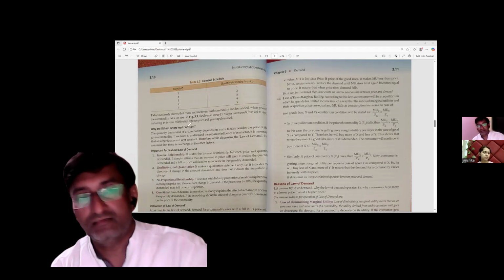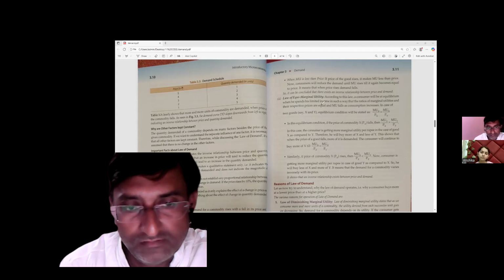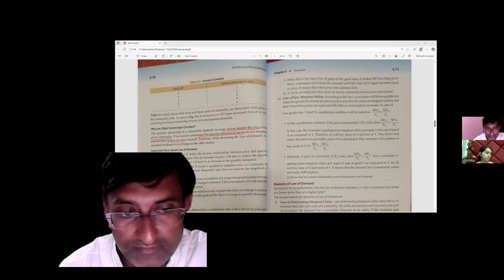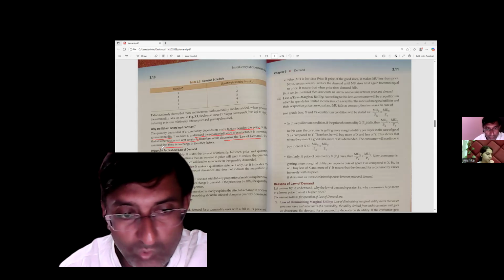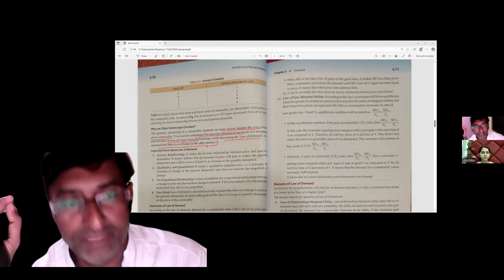So what does it mean that other factors are constant? The quantity demanded of a commodity depends upon many factors besides the price of the given commodity. If we want to understand the separate influence of one factor, it is necessary that all the other factors are kept constant. Therefore, while discussing the law of demand, it is assumed that there is no change in the other factors we have seen earlier. Only the price of the commodity will change, but the rest of the factors remain constant.